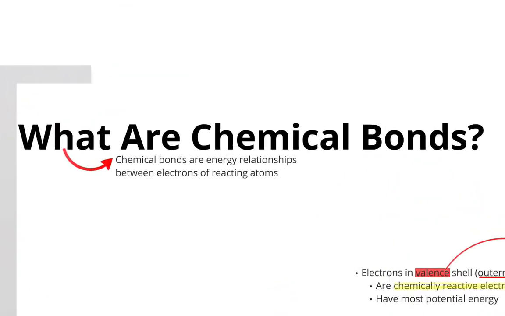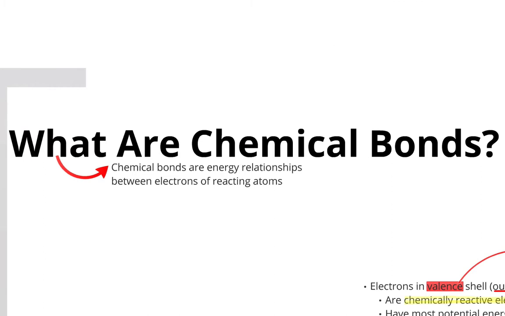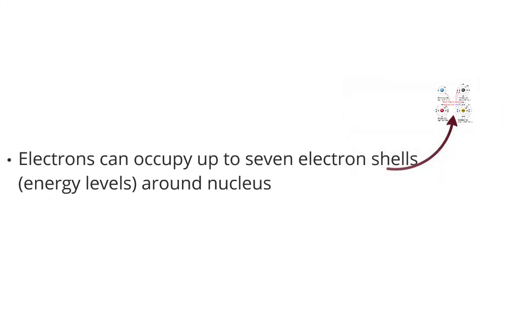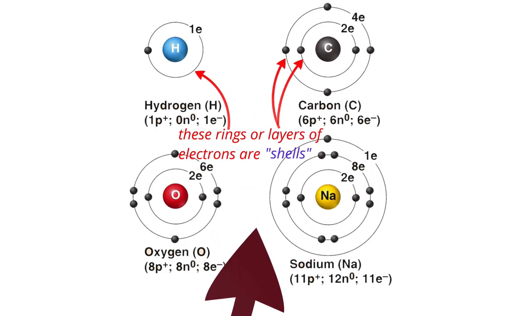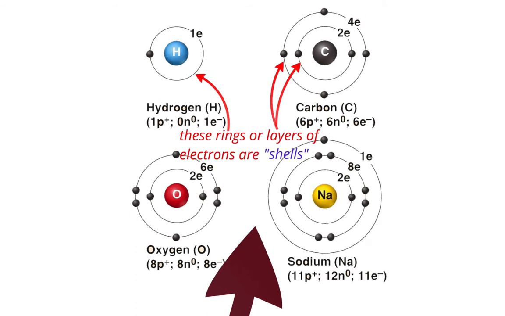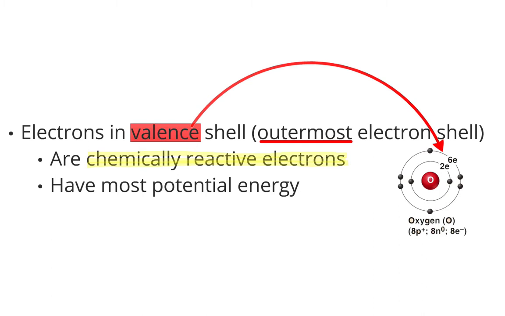First of all, what are chemical bonds? Chemical bonds are energy relationships between electrons of atoms that are reacting with each other. And while that may be a little bit confusing now, it'll get better as we go on. Electrons can occupy up to 7 layers around a nucleus. Those layers or rings are called electron shells or energy levels. And you've probably seen pictures something like this. These rings are the shells or energy levels of our electrons, and the electrons are the gray dots in this picture. So more about those as we go through this particular discussion.